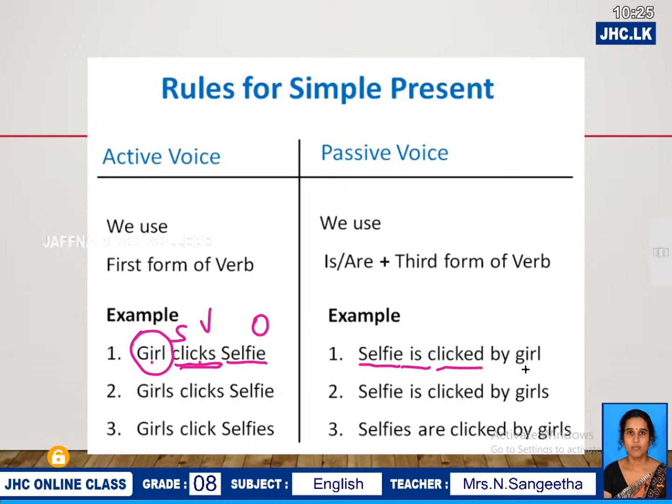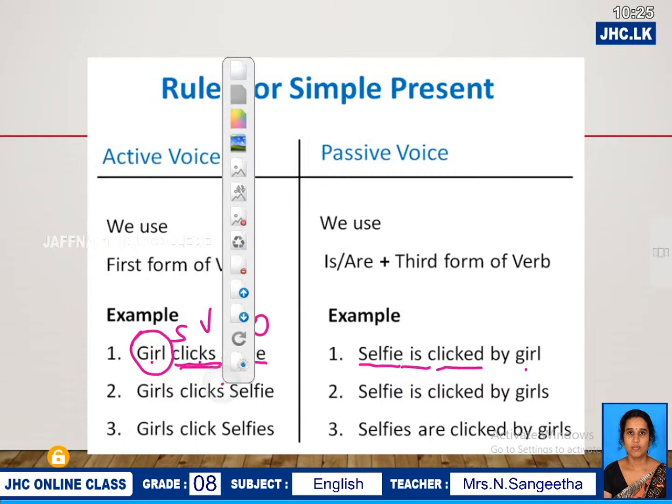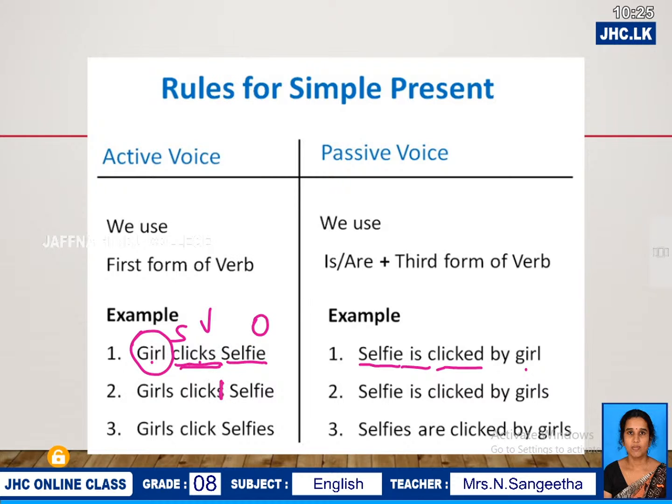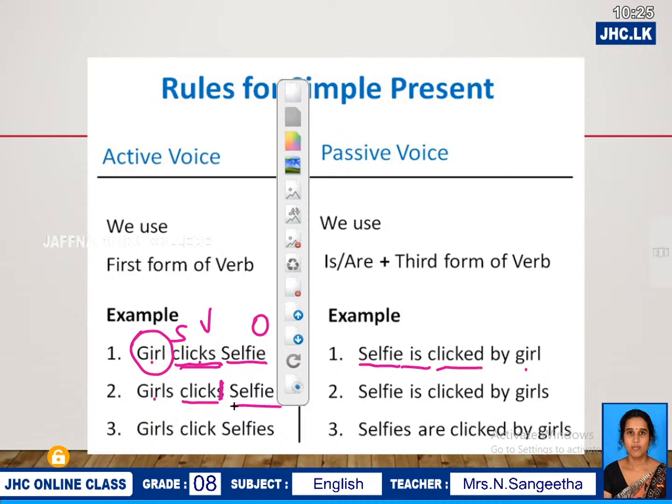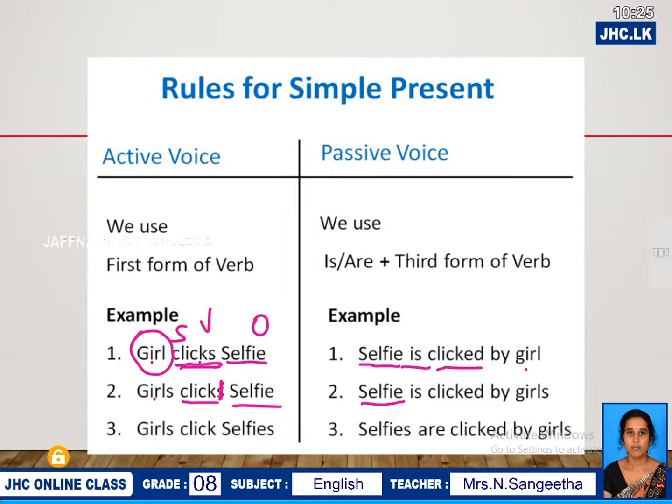And another example with the same verb, girls click, not clicks, click selfie. So when you change it, who? Girls. What do they do? Click. What do they click? Selfie. Right? Bring the object to the beginning, selfie, singular. So selfie is clicked by girls.